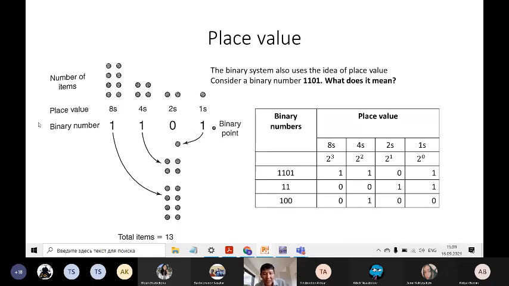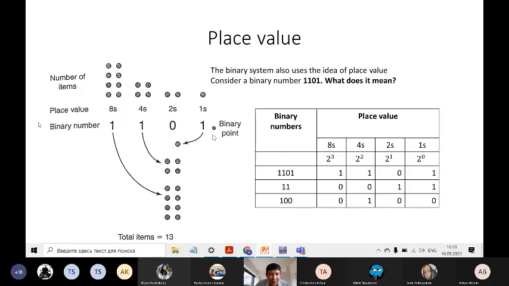Okay, so let's consider place value for the binary system. Here, for example, you have the number 1101. What does it mean in terms of a decimal number? For this, we need to understand the place value for the binary system. Let's consider this our binary point. To the left here is 1. What's its place value? It's just 1, 2 power of 0 is just 1.